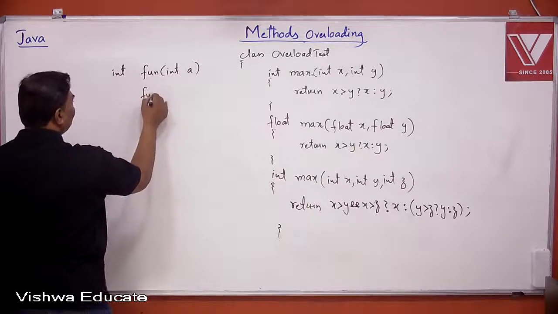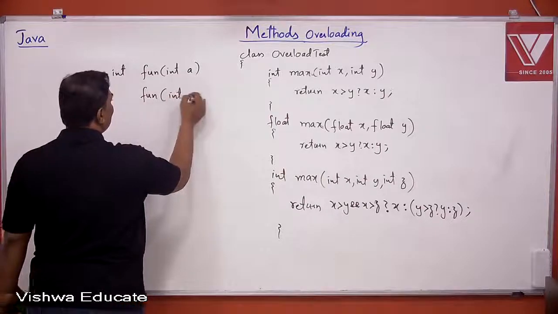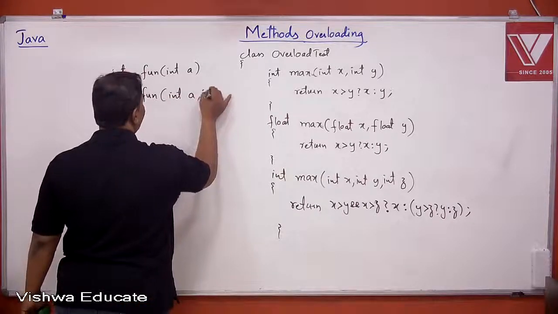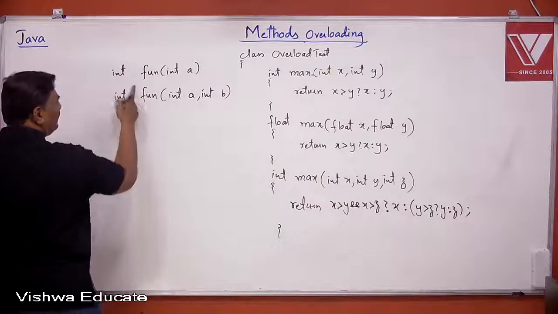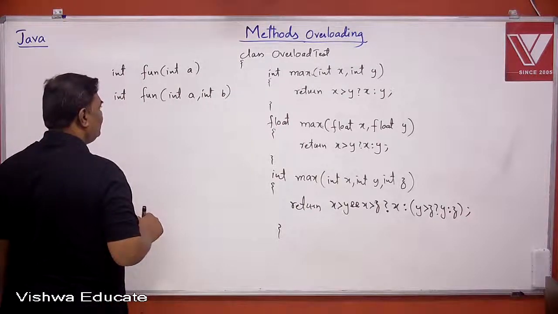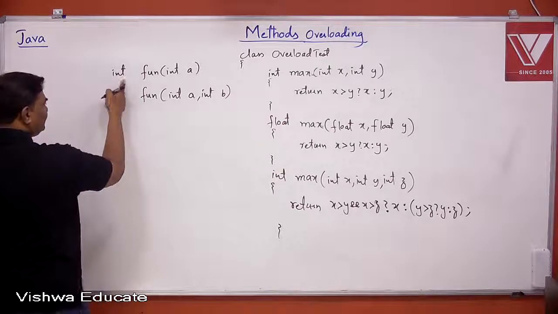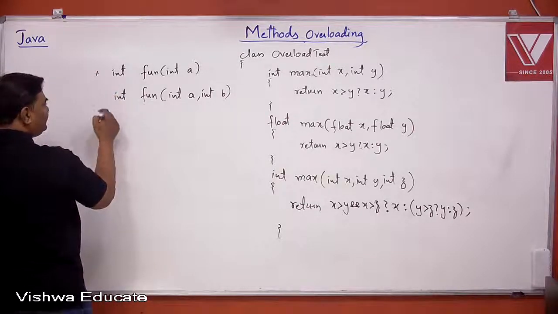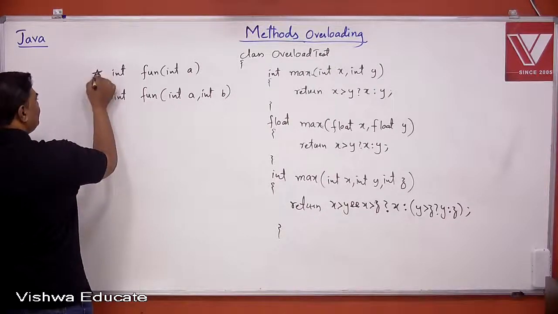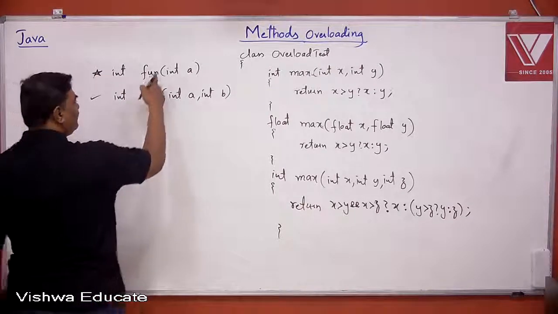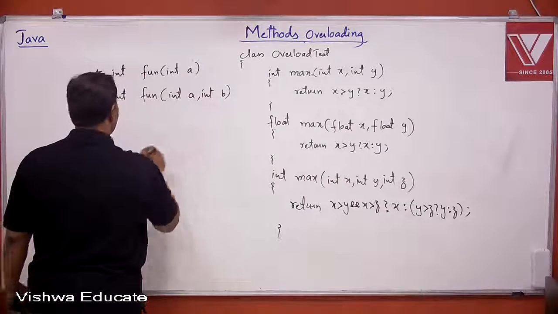Now one method fun, which is taking two integers, integer a and integer b, and returning an integer. Are they overloaded or not? This is the base one. Let us take the first one. Okay. Second one, is it overloaded or not? This is the first method I wrote. This is overloaded according to this. Yes, it's taking two integers.